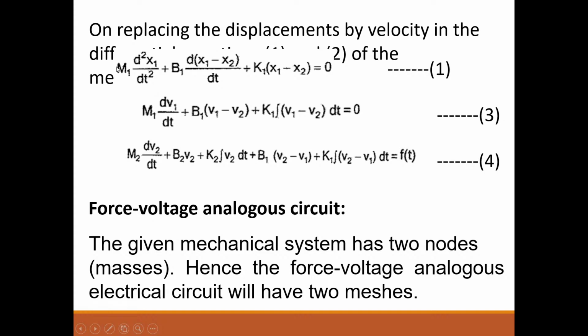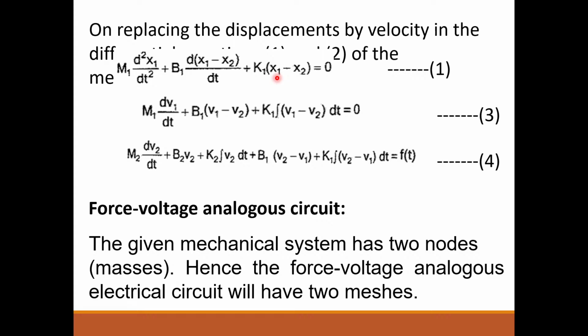So see here, equation 1 is what? m1 d square x1 by dt square. d square x1 by dt square is what? dv1 by dt. So m1 dv1 by dt you have to write plus b1, write it as it is. d by dt of x1 is v1. d by dt of x2 is v2. So b1 into v1 minus v2, plus k1 write it as it is.